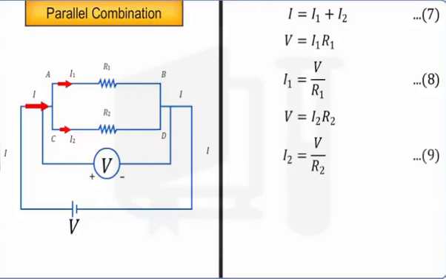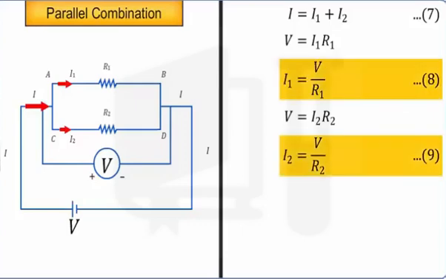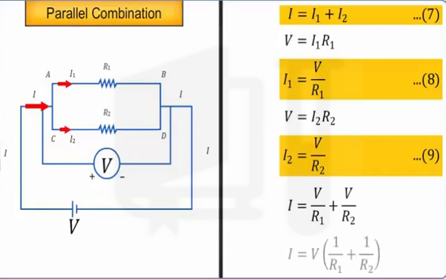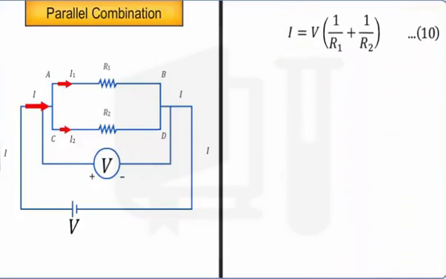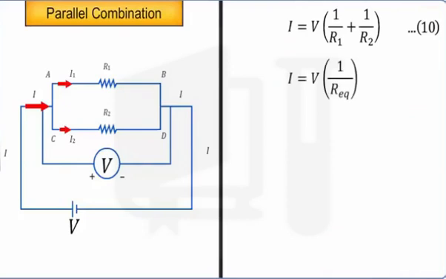Substituting equations 8 and 9 in equation 7, we get I is equal to V by R1 plus V by R2 and I is equal to V into 1 by R1 plus 1 by R2. Let this be equation 10. Equation 10 can be rewritten in the form I is equal to V into 1 by Req. Let this be equation 11.